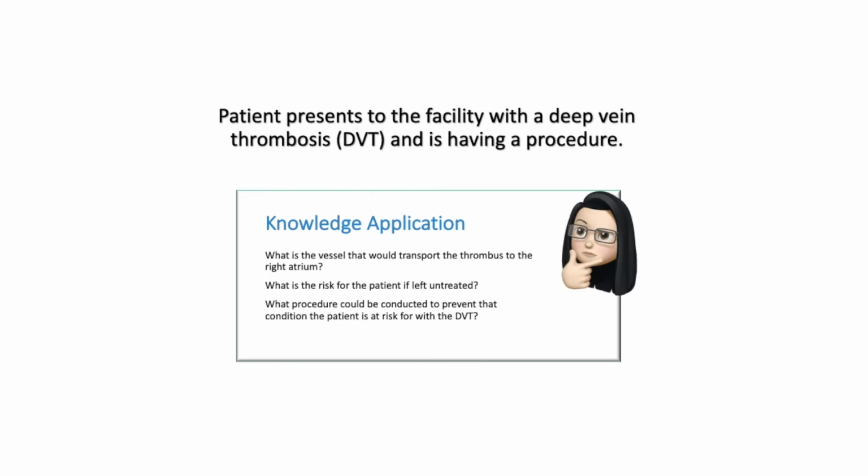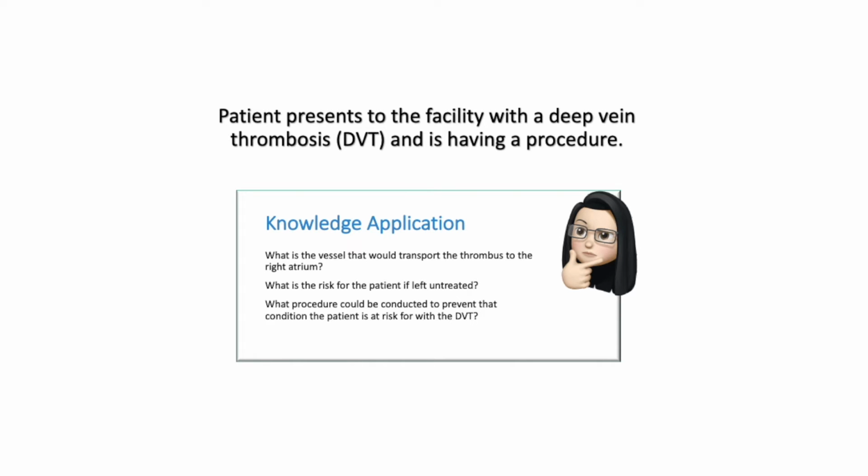Knowledge application time. We have a patient presenting to the facility with a DVT, or a deep vein thrombosis, and is having a procedure within the cath lab. What is the vessel that would transport the thrombus to the right atrium? This is kind of a trick question, and it's something that if you are asking yourself what vessel, you first have to determine where the DVT is. Is it above or below the diaphragm? And what is the risk for the patient if left untreated?